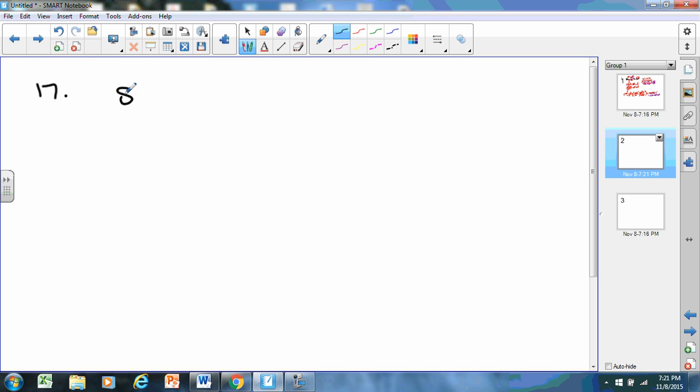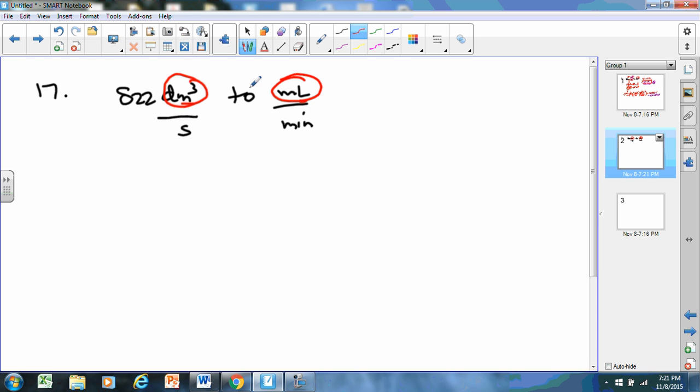We have 822 cubic decimeters per second to milliliters per minute. And on some level, it needs to bug the kids that this is cubed and this is to the first power and this is an M and this is an L. And so what happens is anytime you have that situation, you have to use 1 cubic decimeter is a liter, or 1 cubic centimeter is a milliliter.